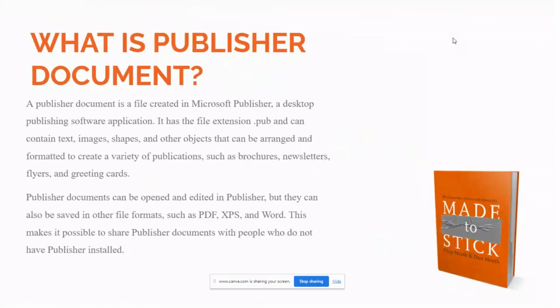It has the file extension .pub and can contain text, images, shapes, and other objects that can be arranged and formatted to create a variety of publications, such as brochures, newsletters, flyers, and greeting cards. Publisher documents can be opened and edited in Publisher, but they can also be saved in other file formats such as PDF, XPS, and Word. This makes it possible to share Publisher documents with people who do not have Publisher installed.